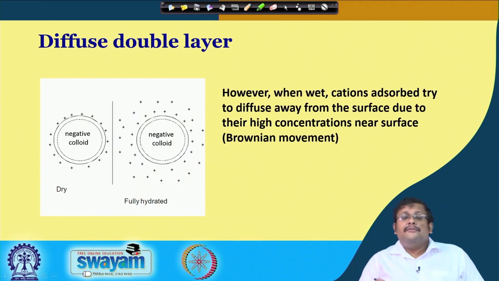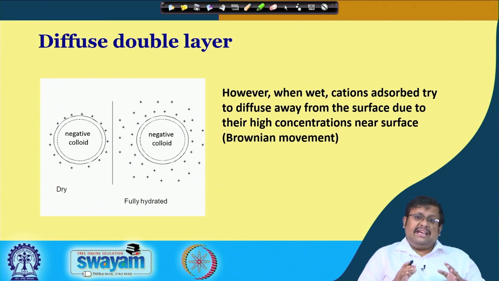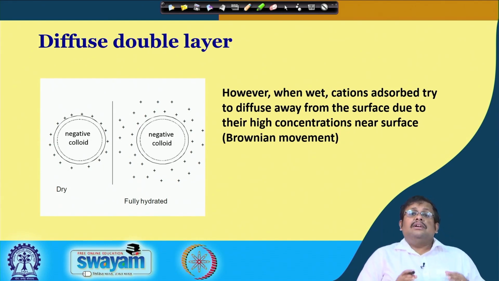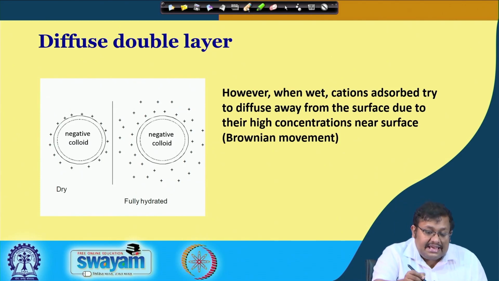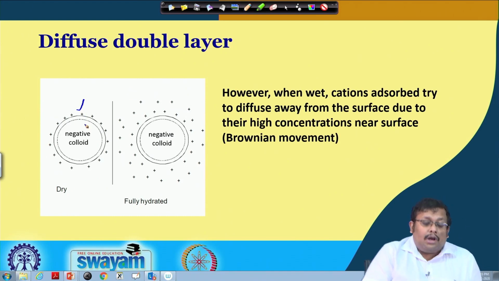Now, however, one thing: when it is dry soil, the cations are tightly bound because there is no water molecule. However, when the soil is wet, the adsorbed cations try to diffuse away from the surface due to their high concentration near the surface, because of Brownian movement. So, you can see here in this picture, this is the dry condition where these cations are tightly bound to the negatively charged soil colloid.